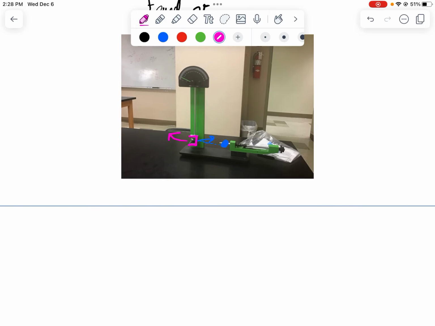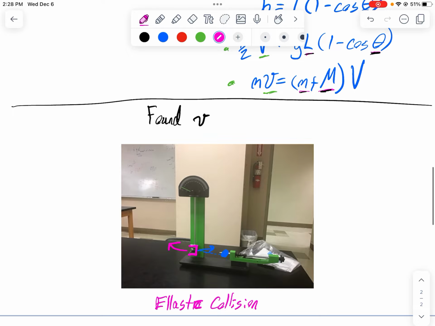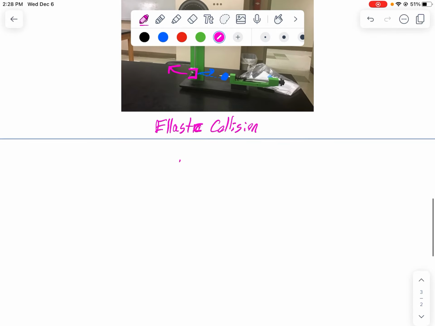What kind of collision? So instead of an inelastic collision that we had before, we're going to have an elastic collision. I don't think that's how you spell elastic. Okay, and that is going to be your problem. You're going to find the new theta.